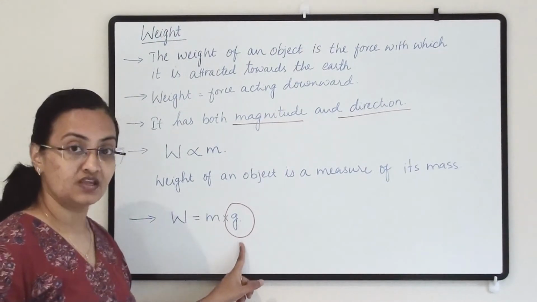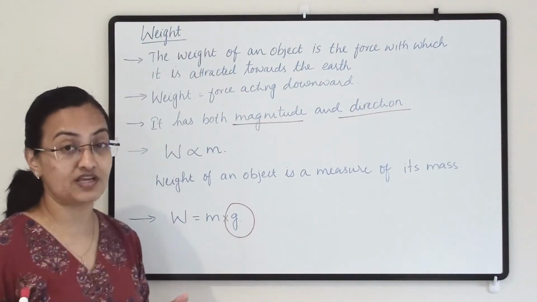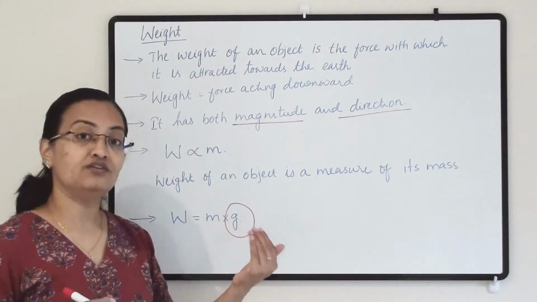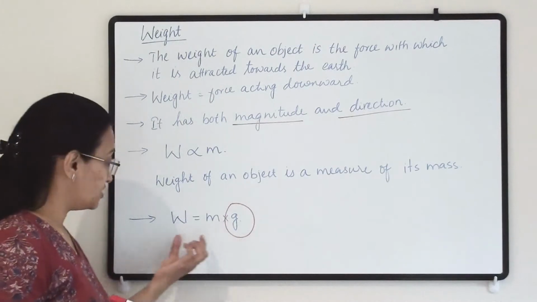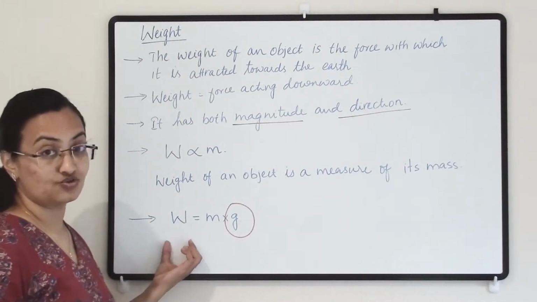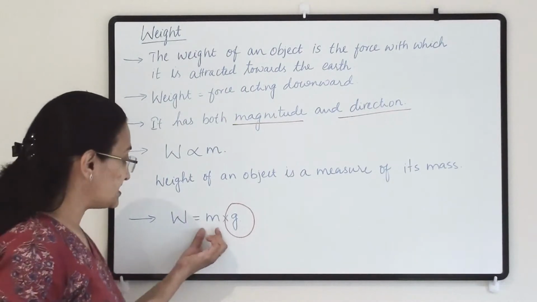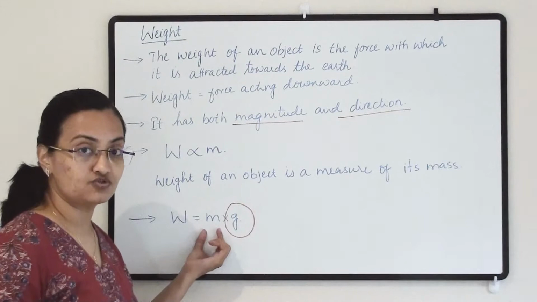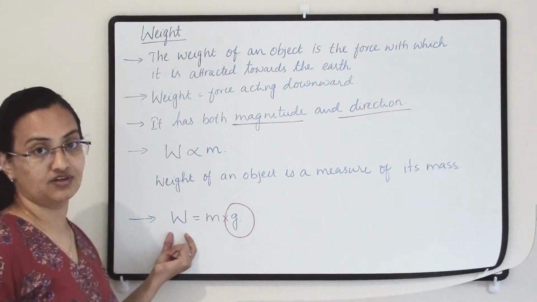Whereas g, which is acceleration due to gravity, will change from place to place. It will be different at the equator also, and it will be different at the poles also. So as g changes, the weight will also change. So weight also depends upon g, whereas mass is a constant quantity. So as g differs, the weight will differ.